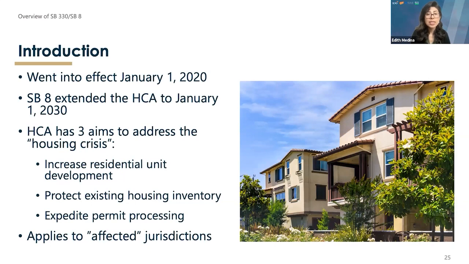Both bills, SB 330 and SB 8, made numerous changes to the legislation, including the Permit Streamlining Act and the Housing Accountability Act. And our guidance materials that we have published is for SB 330. On the second page, you will find a list of key provisions and the government code sections that they are located at. Finally, SB 330 only applies to affected jurisdictions. So any jurisdiction that has a population of less than 5,000 people or is located within an urbanized area is exempt from SB 330.